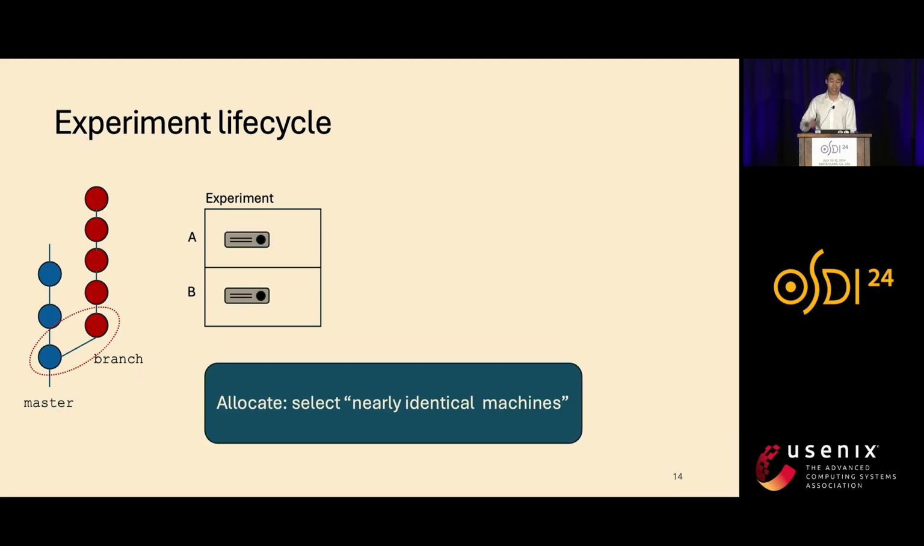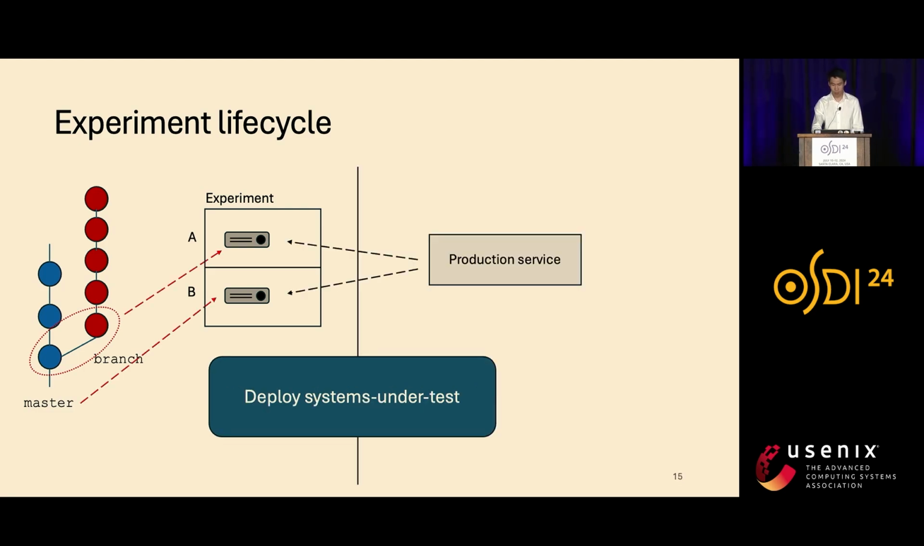Next, we allocate nearly identical machines to do this performance test. And then we clone the production configuration of the production service and apply this to the test environment. And so what this means is we build the service binaries that are being tested and deploy them to these machines that we just allocated.